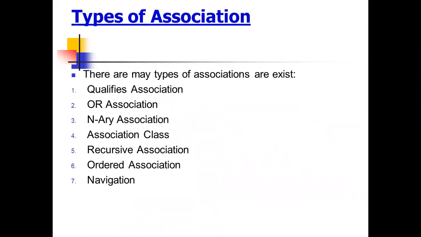Then the next one is types of association. We have seen the types of association in basic structural modeling also. Now in advanced structural modeling, we are going to see the types of association. There are many types of associations like qualified association, or association, n-ary association, association class, recursive association, ordered association, and navigation. We will see these one by one.